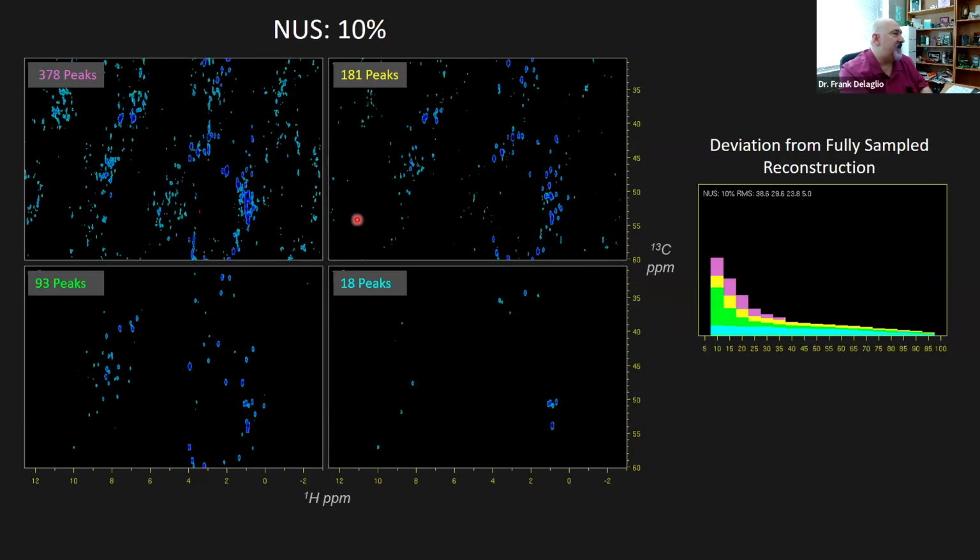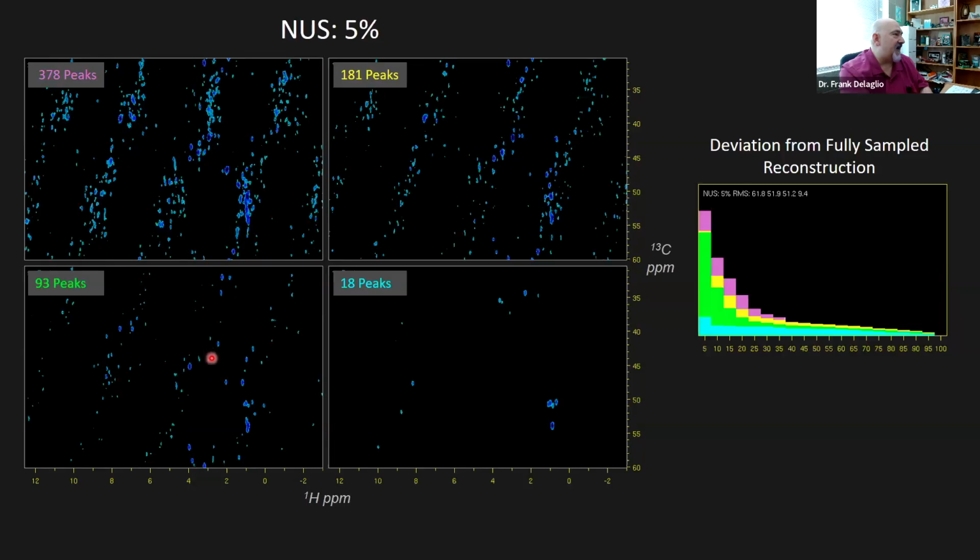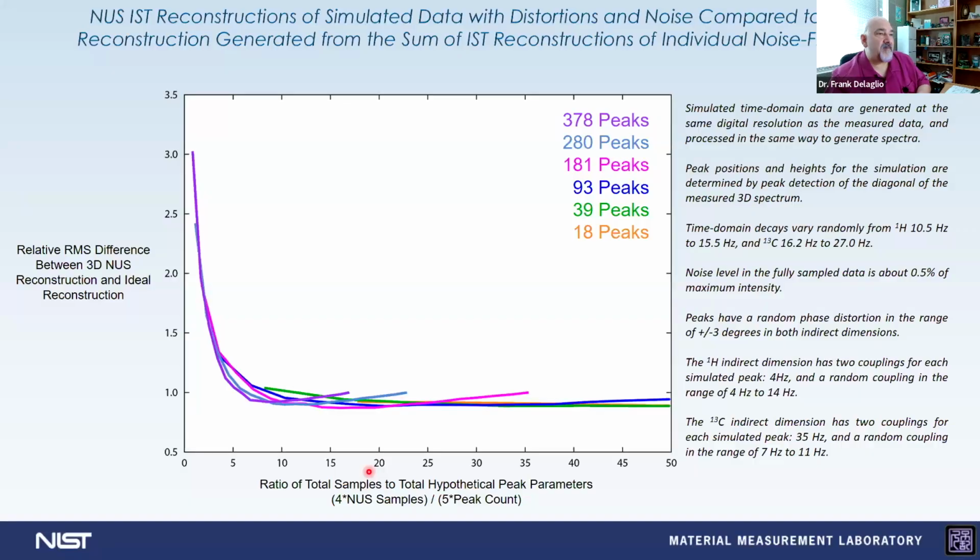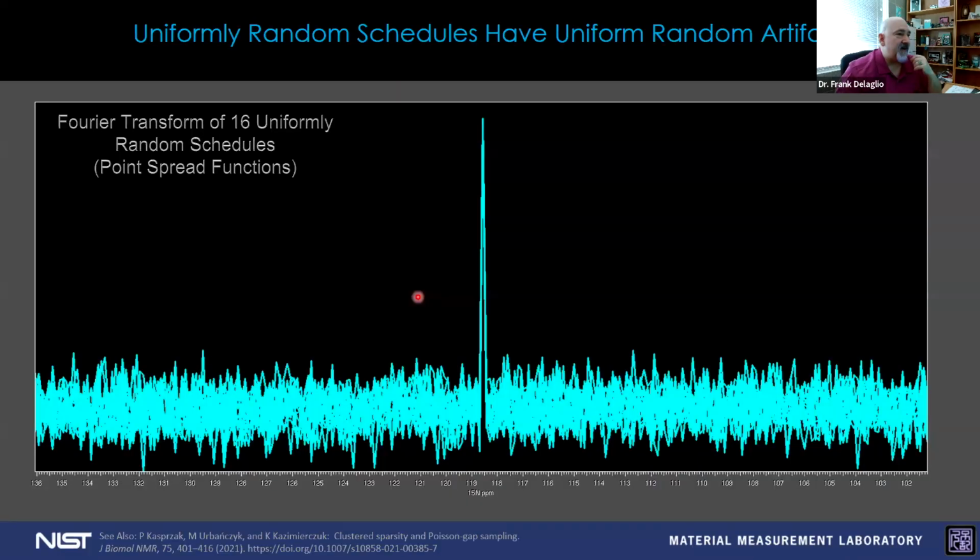At 10%, this spectrum starts to get artifacts. At 5%, all of these three spectra are unusable, but the spectrum with only 18 peaks has most all of its signals still visible. So the number of samples that you need to reconstruct a spectrum depends on the number of peaks there are in the most crowded regions of the spectrum. And we can even make a little formula that tells us to anticipate how many samples we need for regions with the most dense peaks in the spectrum. There's another aspect to this.